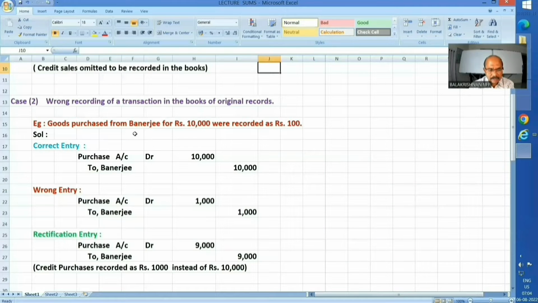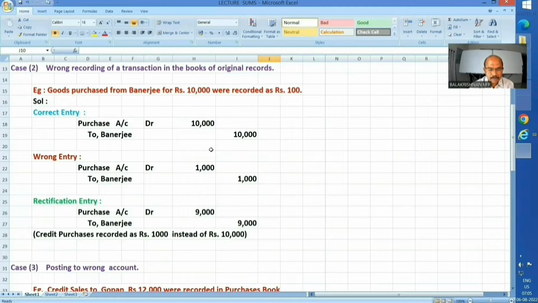So, journal accounting heads have been properly operated. Okay, but only the amount is wrongly given. The correct entry would have been Purchase account debtor 10,000 to Banerjee 10,000, whereas the accountant has shown 1,000 instead of 10,000. So, just give the supplementary entry: Purchase account debtor 9,000 to Banerjee 9,000. This makes this entry.